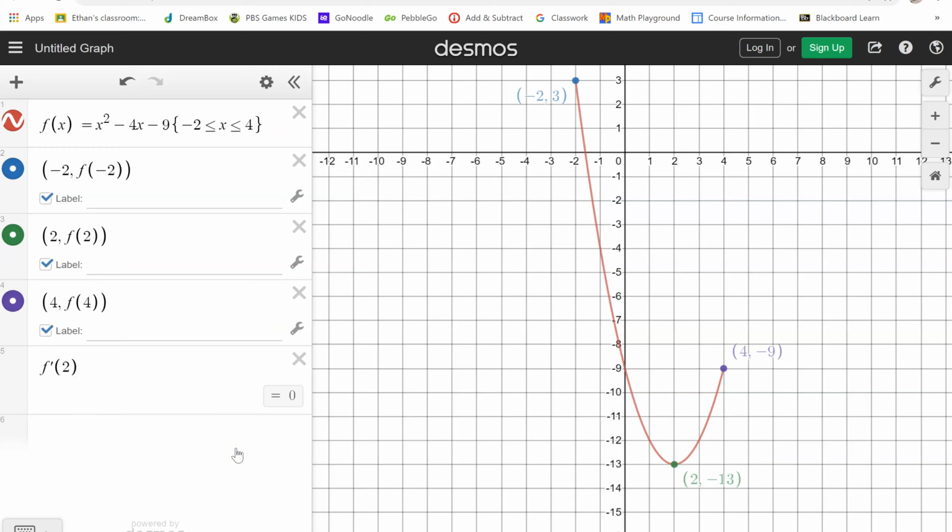But yeah, so remember, in a closed interval, you're guaranteed to have an absolute minimum and an absolute maximum as long as that function is continuous over that interval. And you're only going to zoom in or consider those critical values and the endpoints.